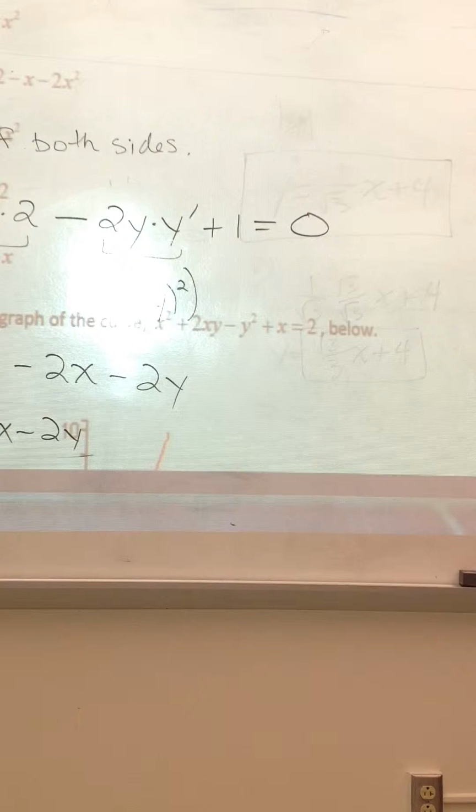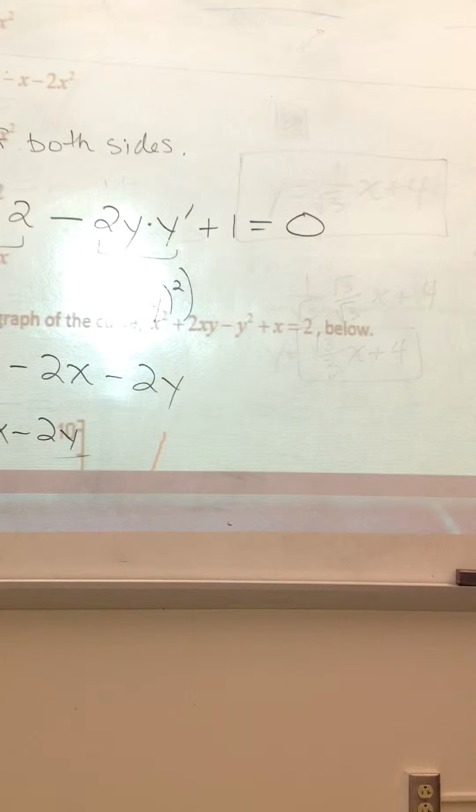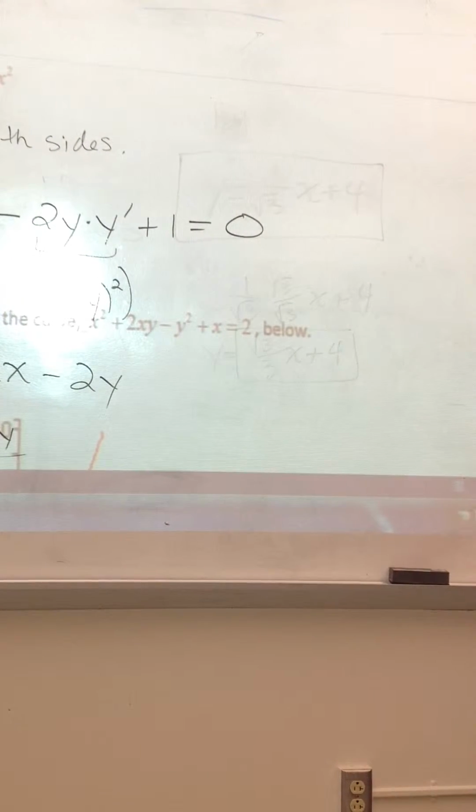So I know that I need to multiply by the derivative of the inside. I just don't know what the exact formula is. Therefore, I put a placeholder in for it.